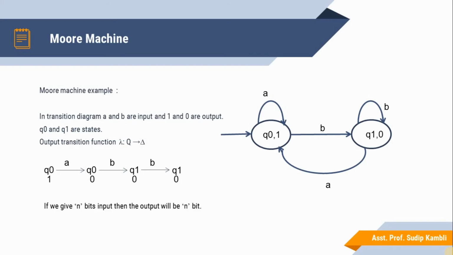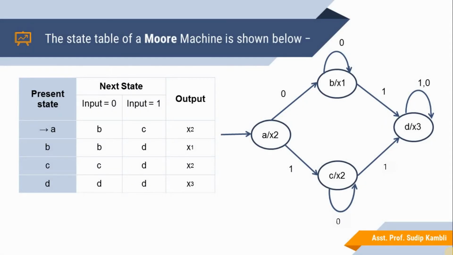In the next point to explain, the state table of the Moore machine is shown below, considering the transition table with respect to the transition diagram.